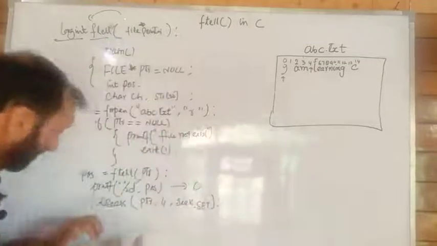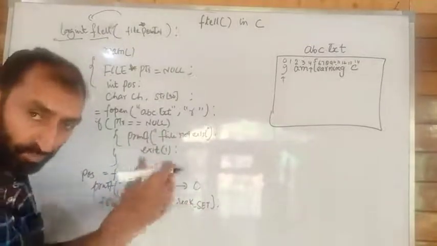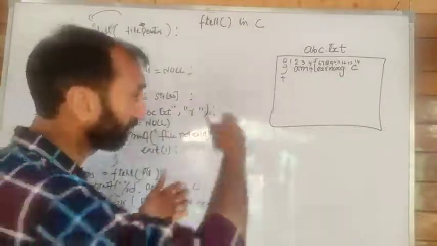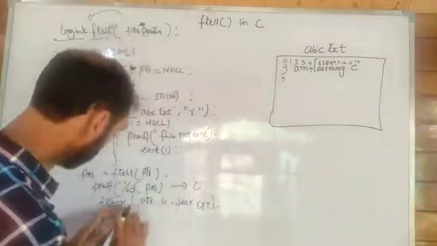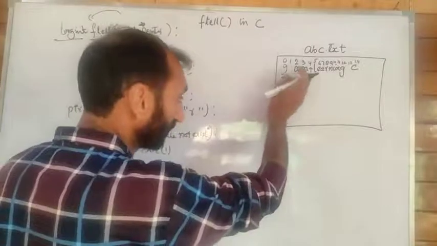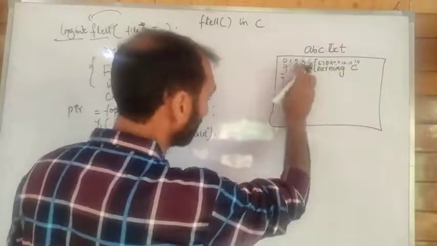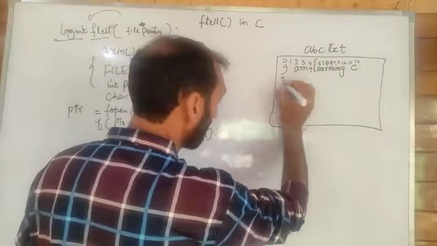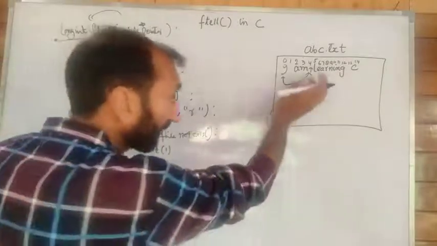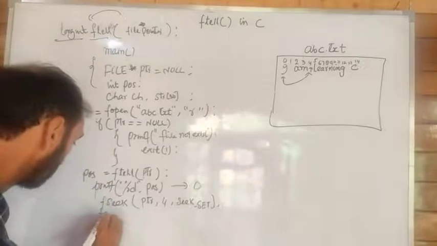That is it. That means this function will move the file pointer 4 bytes forward. After execution of this line, the file pointer would move 4 bytes forward, that means 0, 1, 2, 3, 4. Now the file pointer points to this location. Now if we want to know where the file pointer is, for that we will write ftell.